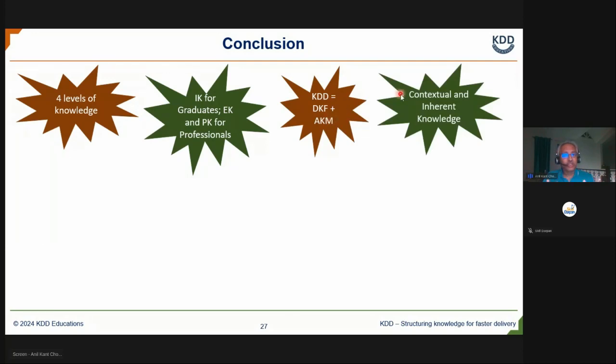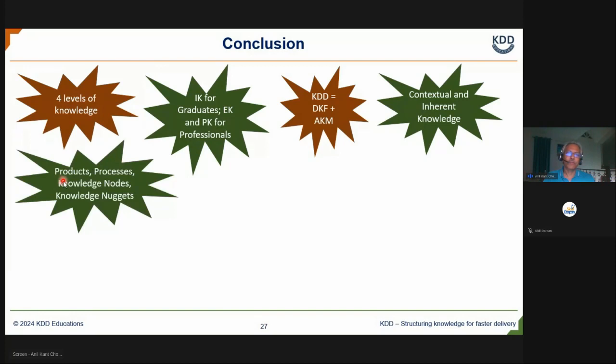The whole knowledge of industry is captured in 2 ways: contextual and inherent knowledge. As I said, contextual is relatively static, inherent knowledge, which is the core business knowledge, is relatively dynamic. 4 key things: product, processes, knowledge nodes, and knowledge nuggets. Knowledge node is like a container or a box in which all the knowledge of that particular product and process at that particular node is captured. So all the knowledge nuggets.